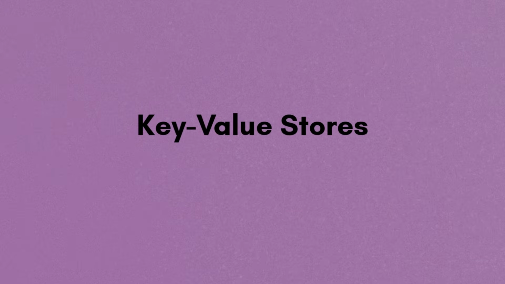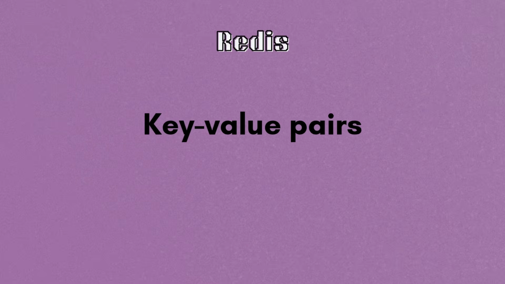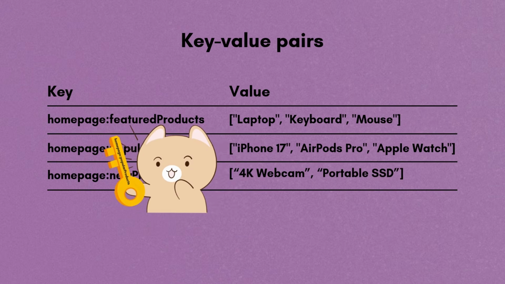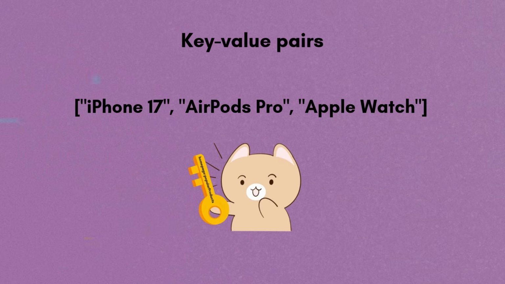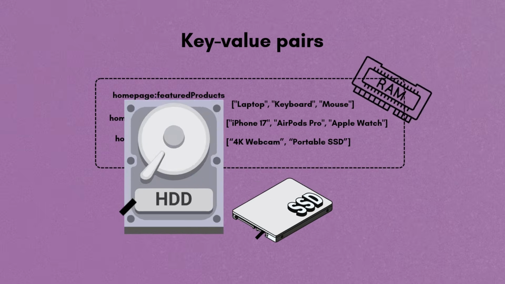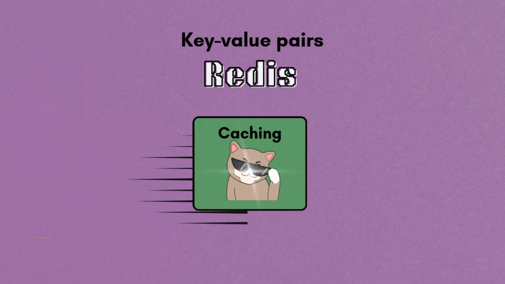Type 2 is key value stores, like Redis, where instead of tables, data is stored as key value pairs, like a massive dictionary. You give a key and it directly returns a value, making reads extremely fast. Since data is stored in memory instead of disk, like HDD or SSD, both reads and writes are very fast, which makes it ideal for caching.